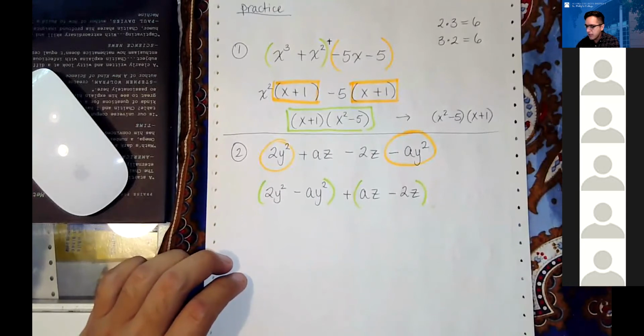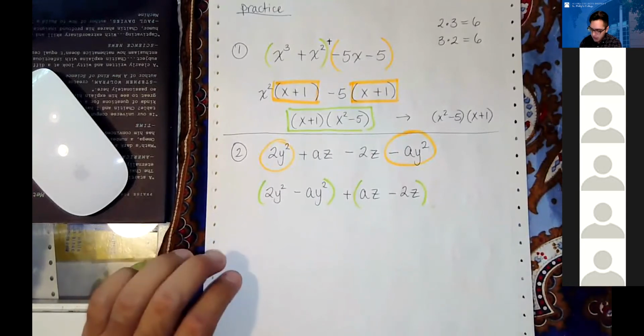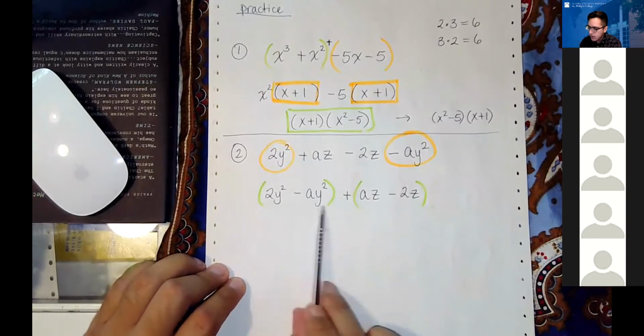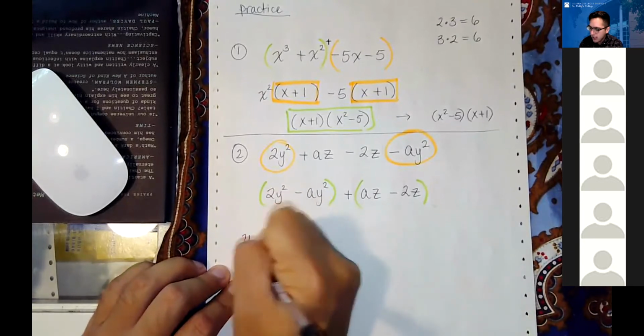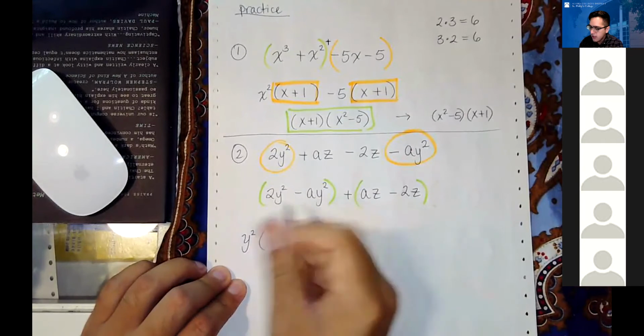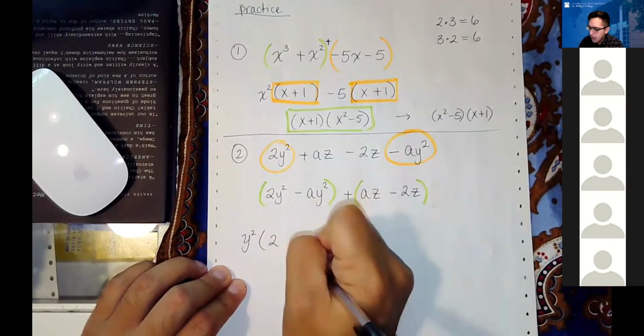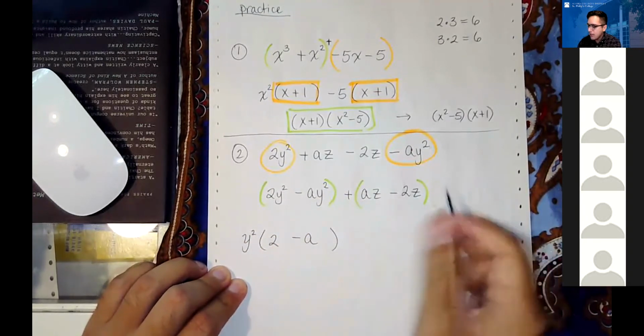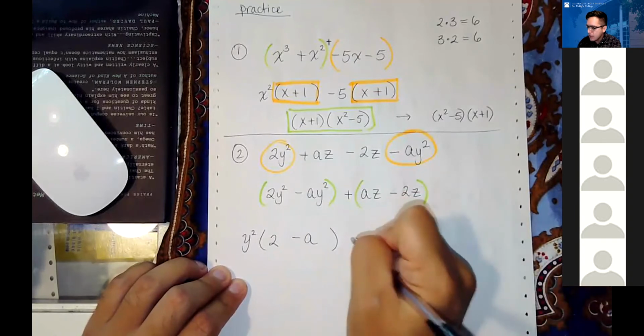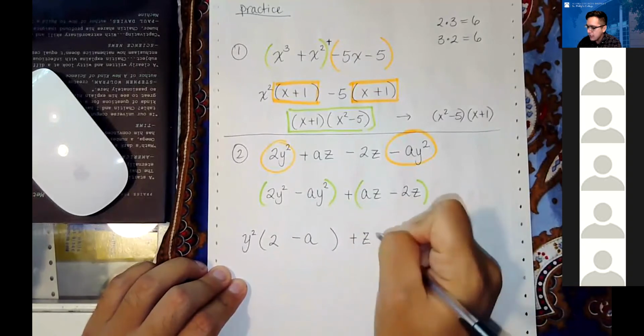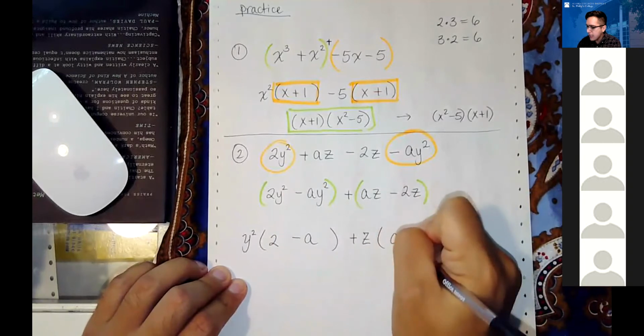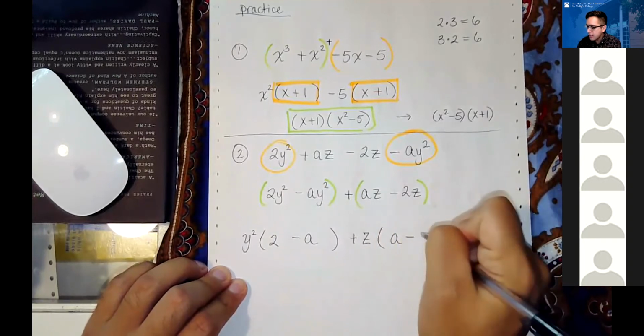Okay. Now for the second problem, let's go ahead and just run through it. These two terms look like they have a y squared in common. That's their greatest common factor. So now I have a 2 minus a here. Over here, we have a z in common. So we have a positive z in common. And we have an a minus 2 here.